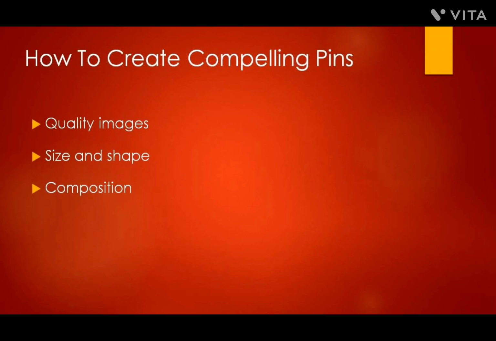Pins look best when they are vertically oriented. I recommend an image aspect ratio of 2 to 3 or 1 to 3.5 and a minimum width of 600 pixels. Pins get cut off in feeds if the ratio is greater than 1 to 3.5. So make sure the image is not too tall. For example, an image that is 600 pixels wide should be between 900 pixels and 2100 pixels in height.